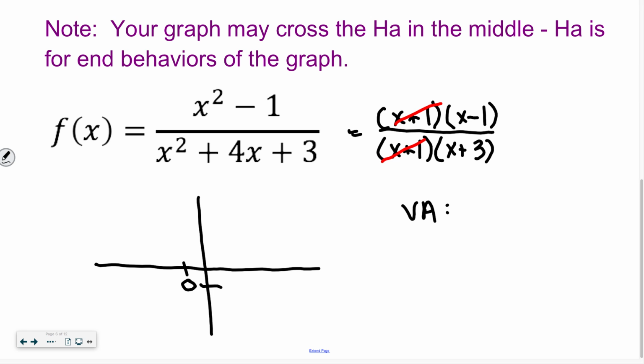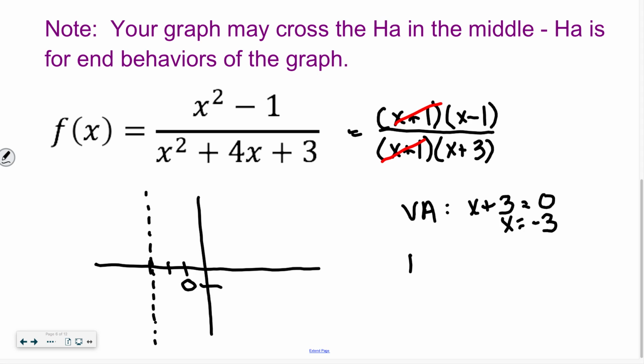When I'm looking for my vertical asymptote, look in the denominator. If there are any factors left over, set those factors equal to 0. So we have a vertical asymptote at x equals -3. So I'm going to draw that.